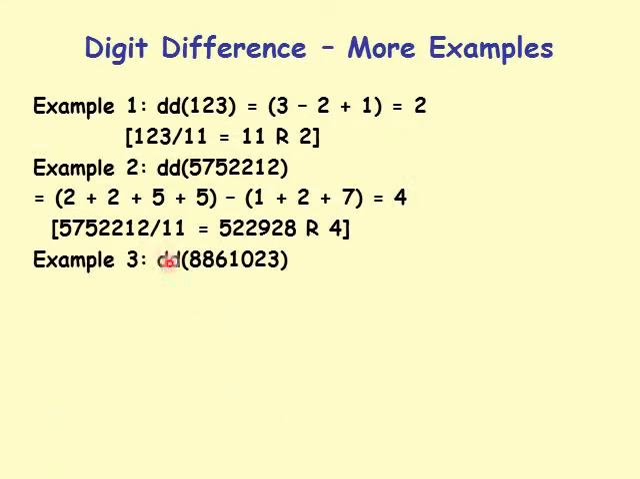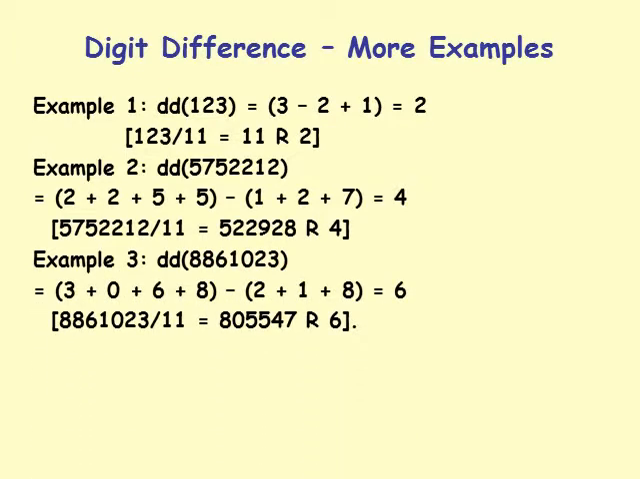Let's do another example here. The digit difference of 8861023, which is equal to 3 plus 0 plus 6 plus 8. 3 plus 0 plus 6 plus 8 is equal to 6 plus 6 is 9, plus 8 is 17, and minus 2 plus 1, which is 3, and 8 is 11. So it's 17 minus 11, which is 6. Let's continue here, and it still matches. 8861023 divided by 11 is 805547, remainder 6. Remainder 6 still verifies and matches with the digit difference.